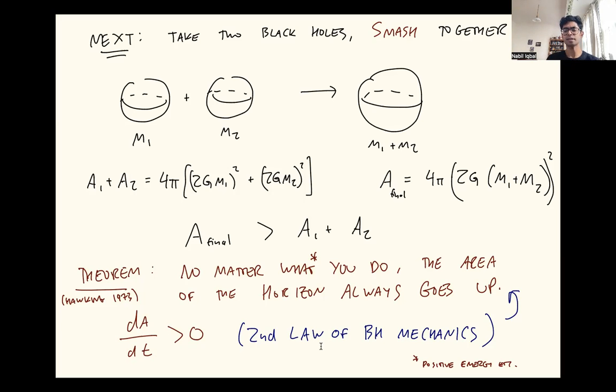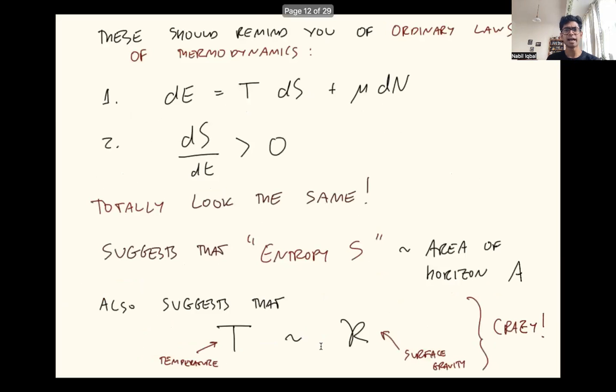Okay. So these are two laws of classical general relativity. And of course, the point is that these laws should remind you of the ordinary laws of thermodynamics that you studied in your thermodynamics class. What is the first law of thermodynamics? Just to remind you, it is dE equals T dS plus mu dN, okay? Where T is the temperature.